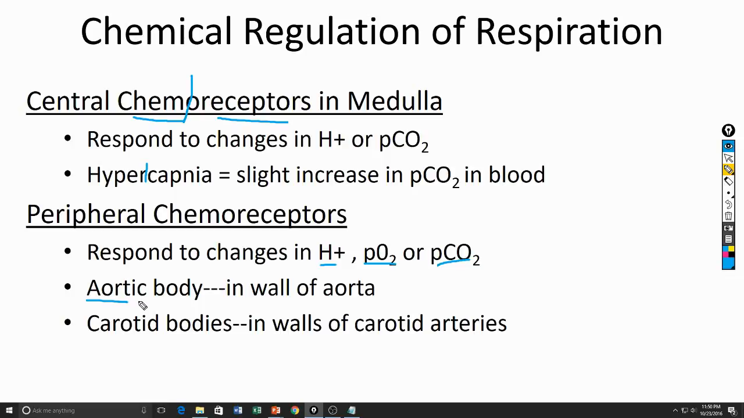But anyway, in the walls of the aorta, you have receptors for these metabolites, and then also in the carotid body. The carotid artery, of course, goes to the brain. That's another receptor site where these chemicals are sensed.